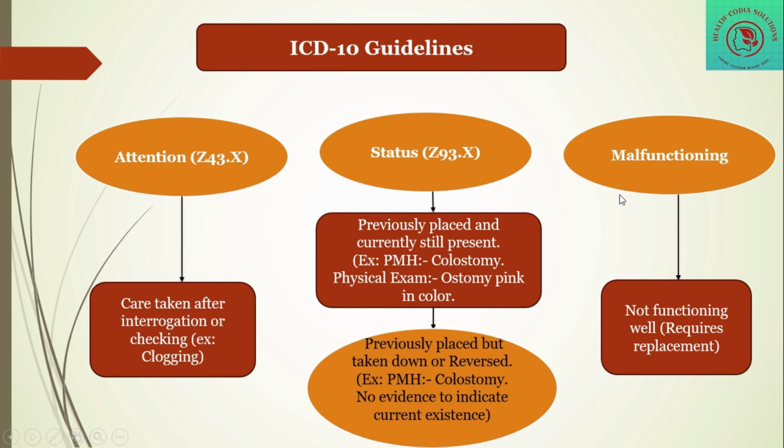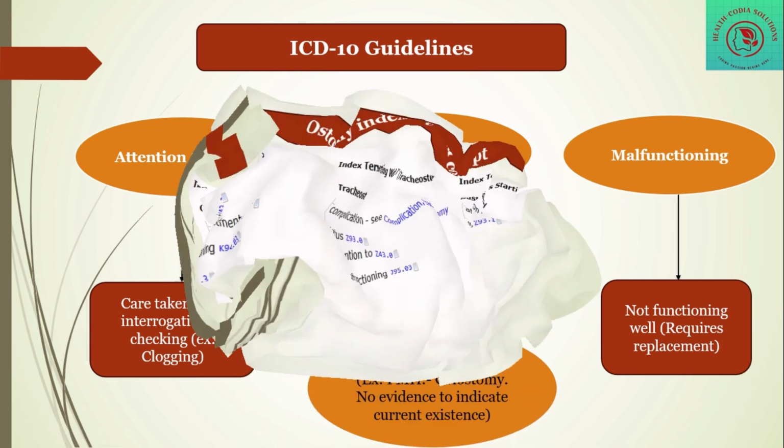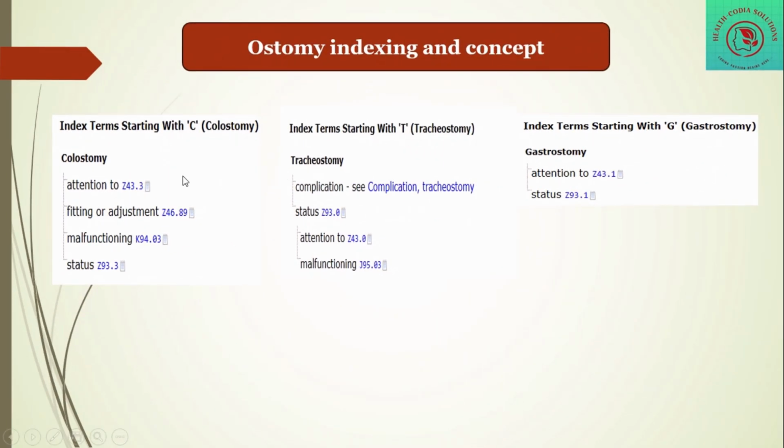Now last but not least, we have two more categories that we saw in our previous slide, like fitting or adjustment. If the patient comes for the fitting or adjustment of the colostomy, you can capture this Z46.89 code. And under tracheostomy you have the complication code. If there is any complication associated with the tracheostomy and the patient is coming for that, you have to capture the complication code for the tracheostomy.